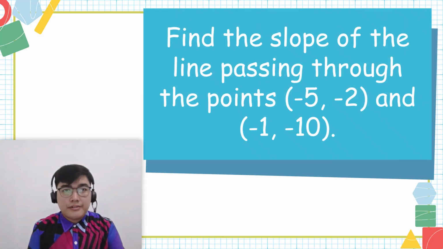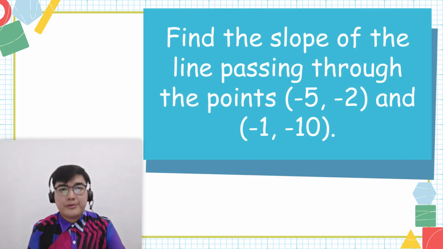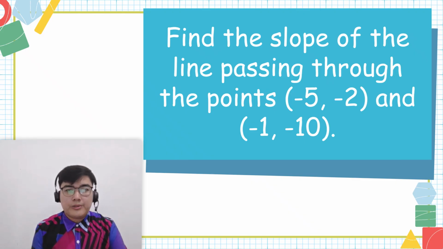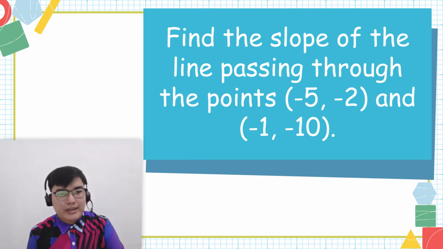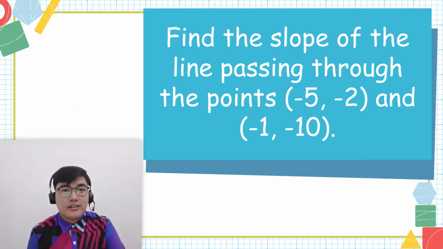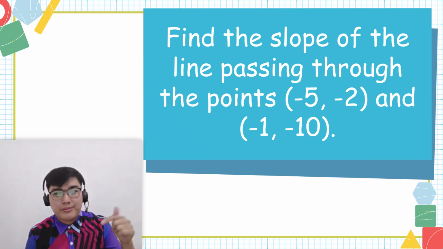Okay, next is: find the slope of the line passing through the points (negative 5, negative 2) and (negative 1, negative 10). All you have to do is find the answer to this given problem. You can use scratch paper to solve, and don't forget to write your final answer in the comment section.